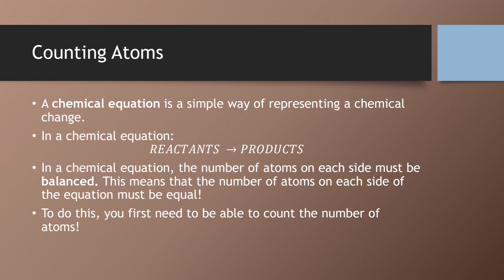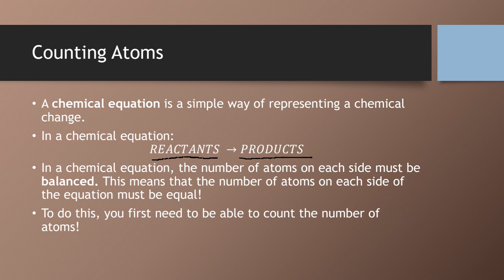Whenever you have a chemical equation, the reactants are always on the left and the products are always on the right. You'll see an arrow in between. That's showing you the direction of the chemical reaction. Remember, most of these are not reversible, and so it's always going to go from one thing into another thing.